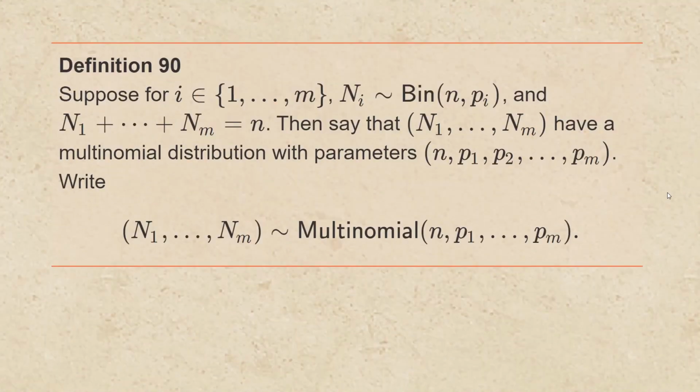Suppose for i running from 1 up to m, n sub i is binomially distributed with parameters n and p sub i, and n sub 1 plus n sub 2 and so on up through n sub m have to equal n. Then we say that the vector n sub 1 up through n sub m has a multinomial distribution with parameters n, p sub 1, p sub 2, up through p sub m. And we write that this vector is multinomial with parameters n, p sub 1, up through p sub m.